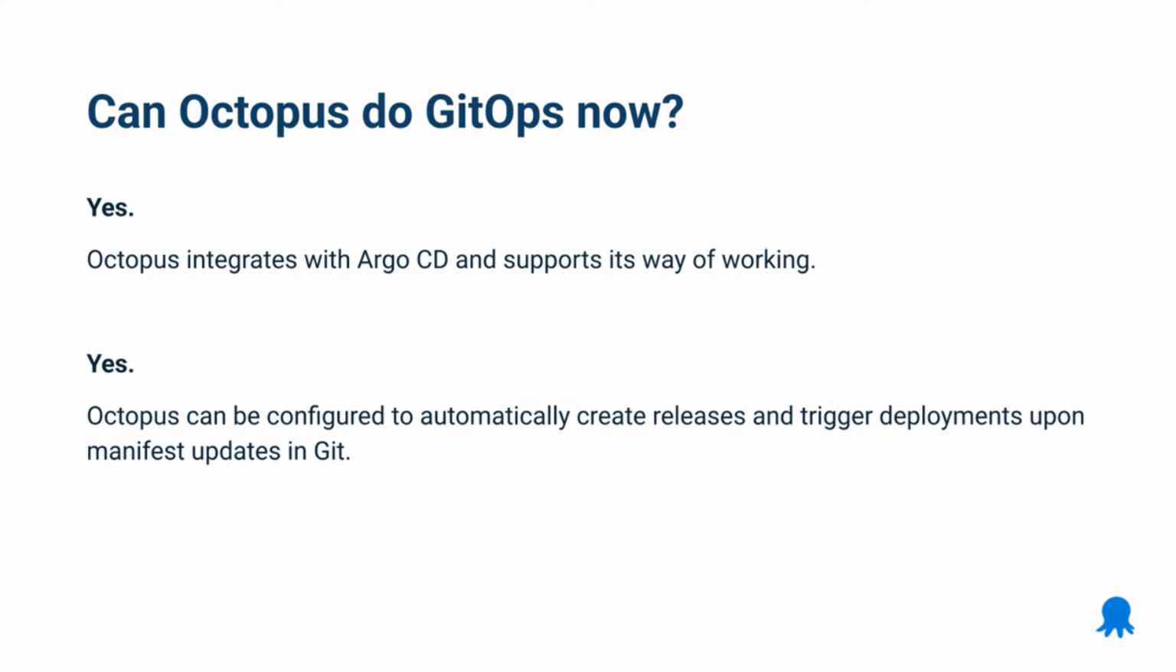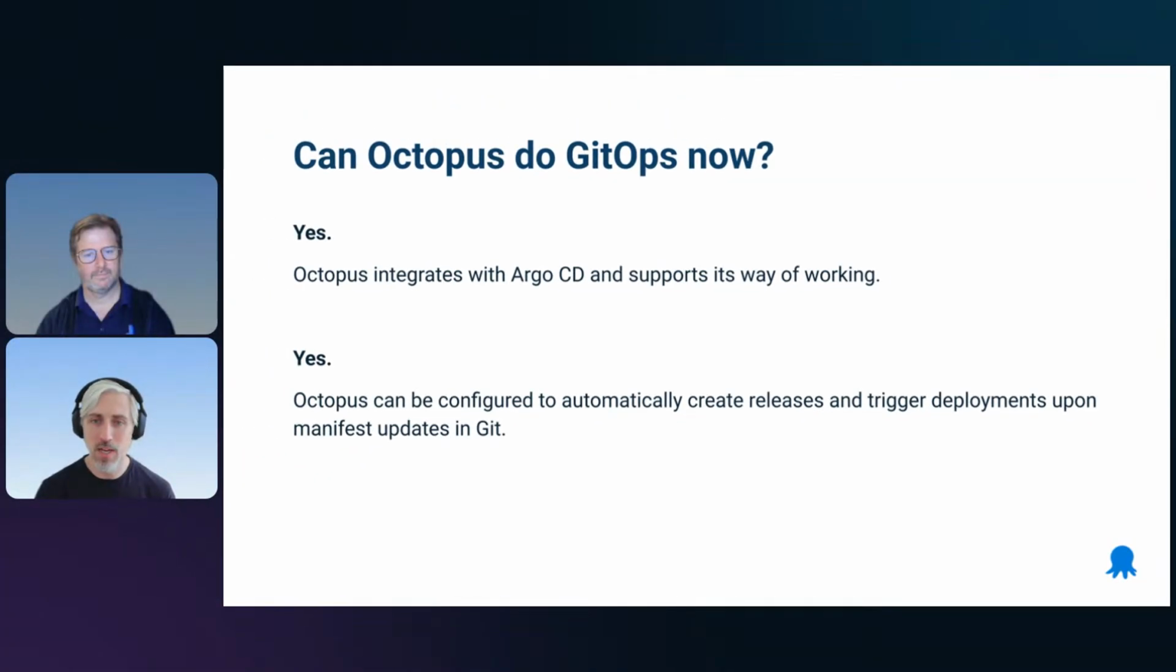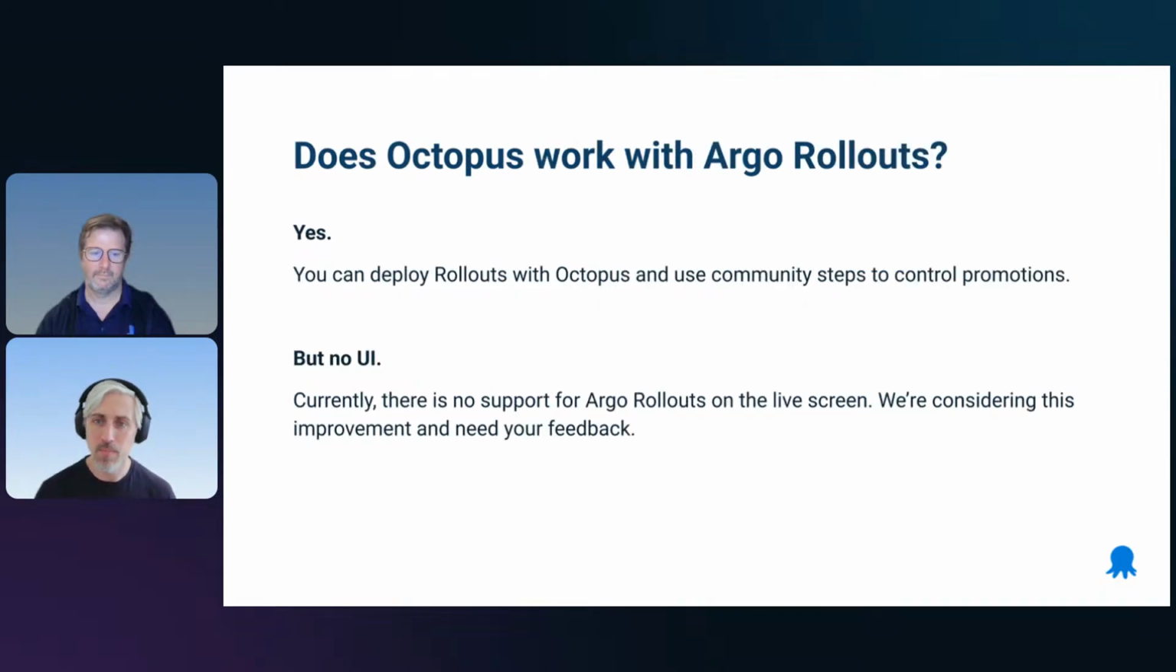Can Octopus do GitOps now? Yes, Octopus actually integrates with Argo CD and supports its way of working. So if you follow those GitOps principles, you can definitely do that. And yes, Octopus can be configured to work in pull mode versus push mode. So Octopus will create releases and trigger deployments for you after you update a manifest in Git, if we're talking about the golden image, for example, or if you uploaded a new Helm chart.